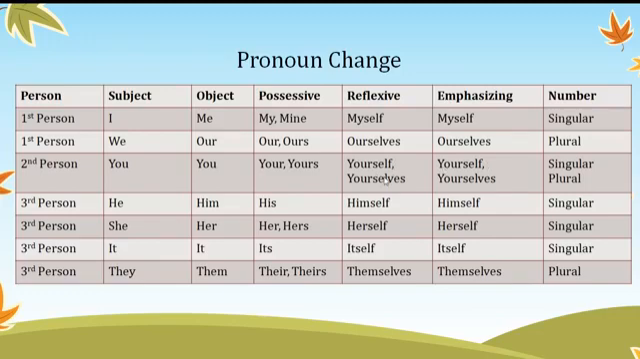What is the same in all, but only in the reflexive and emphasizing pronoun, that is different. Yourself is the singular, and what is the plural? Yourselves is the plural. Same with third person pronouns. He, him, his, himself. She, her, hers, herself. It, its, itself. They, them, their, theirs, themselves. He, she, it are the third person singular pronouns, and they is the third person plural pronoun. Same way we can go singular and plural. That is the pronoun change.